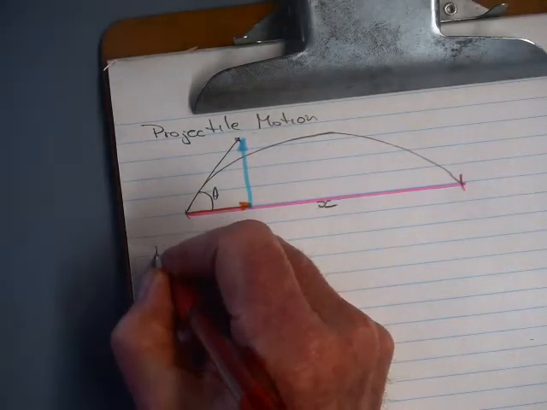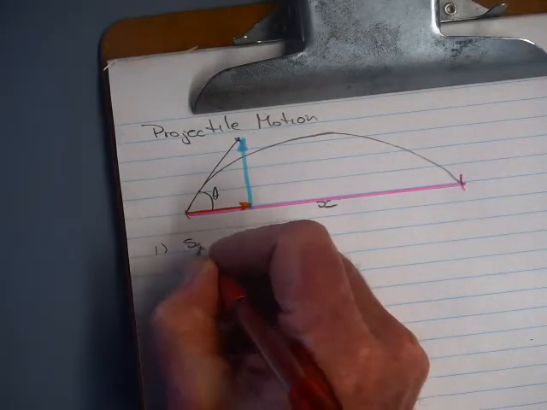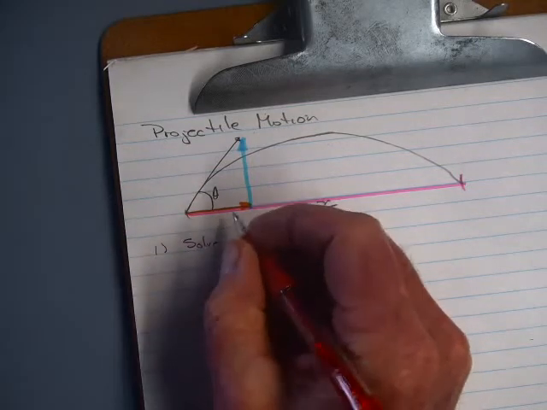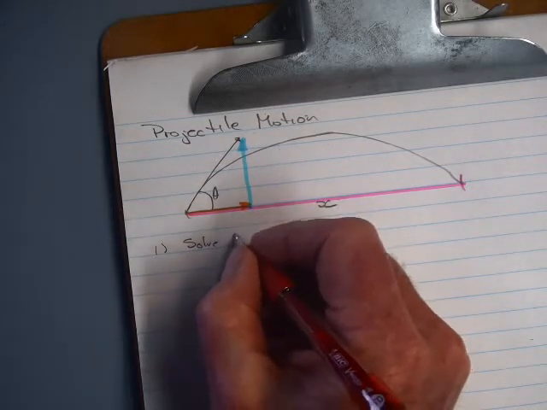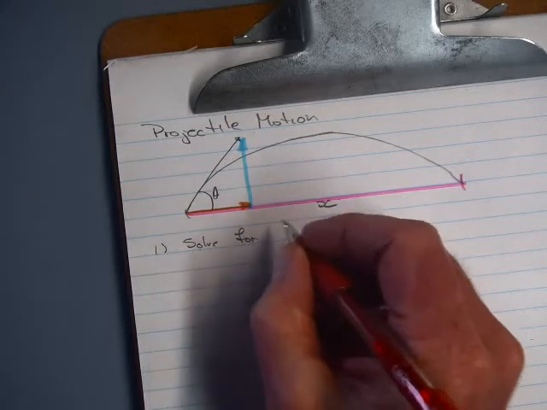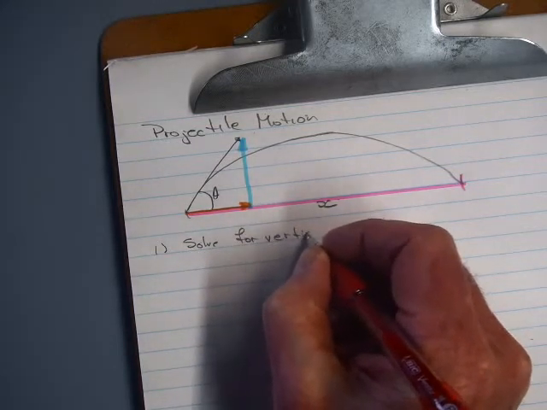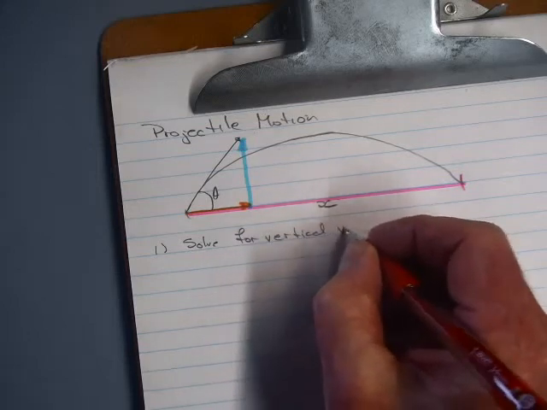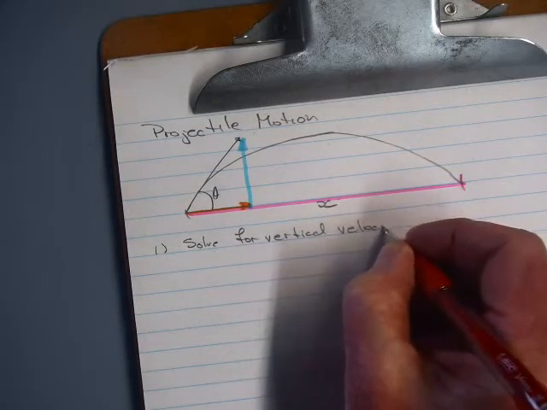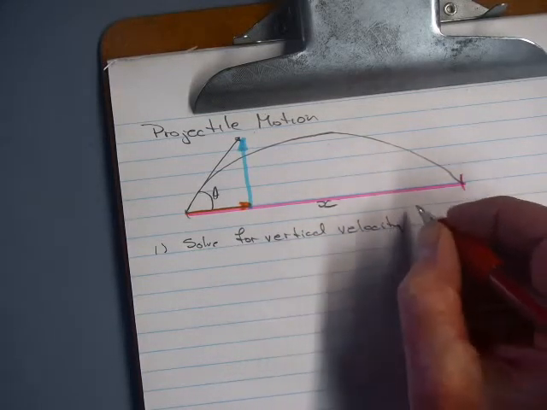Okay. So step number 1. Step number 1 is to solve for the vertical velocity component.